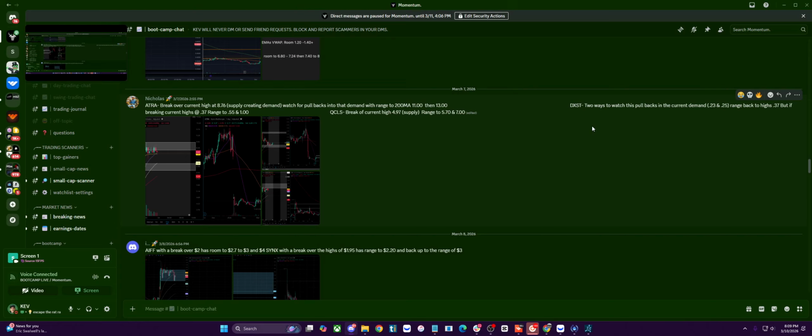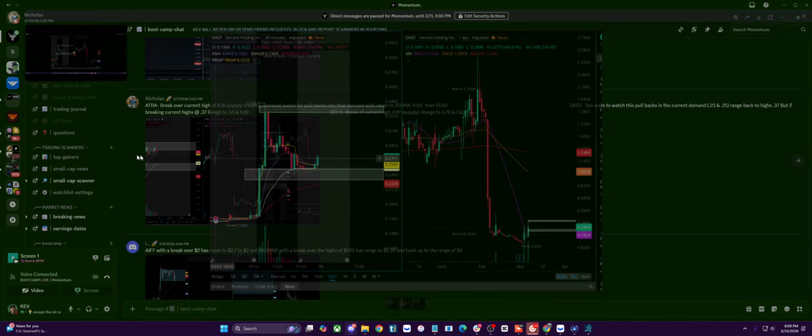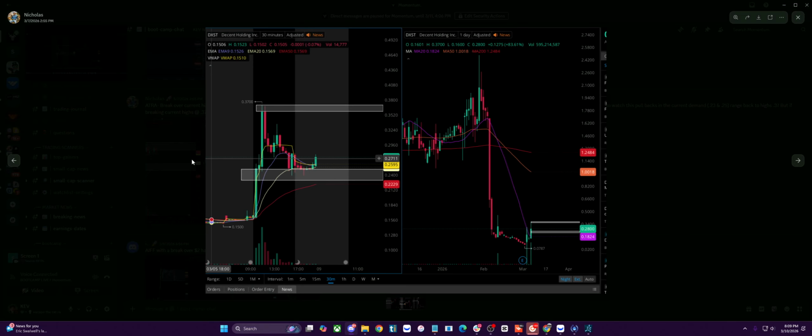The XST, two ways to watch those pullbacks in the current demand, 23 and 25, range back to highs at 37. But if it breaks the highs, you want to watch it for the range to 55 and $1.